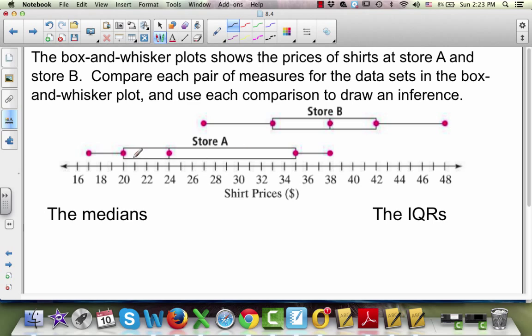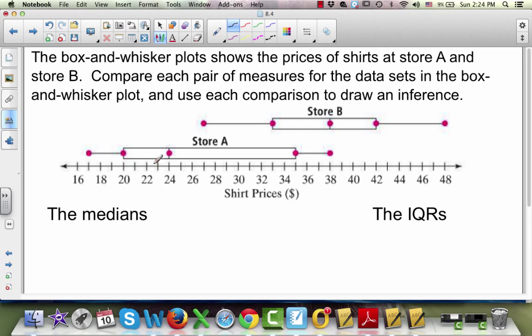Look at this now. See what I tell you about the box. The box indicates the variability of the data, okay? So on this one, the box is very large, very long. This box is short. So what does that tell you about the information? It tells you that in store A, the price of the shirts is going to vary a lot. And in store B, they're not. So let's see if what we find out supports that.